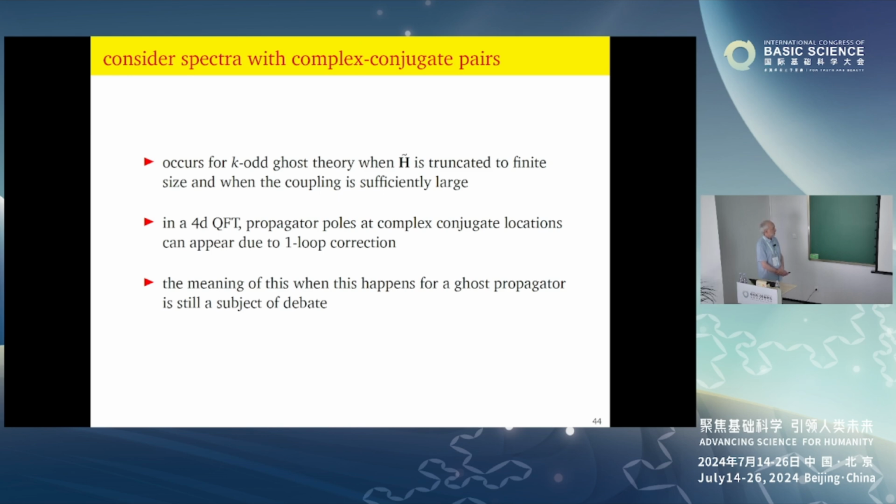And so why are those interesting? Well, in 4D quantum field theory, something similar happens. And there are propagator poles at complex conjugate locations that appear when there's a one-loop correction. And that's well understood in normal quantum field theory, but the meaning of this when it happens for a ghost theory is still a subject of debate. So various authors still do not agree what this means. So I'm just saying it, we have a simple little model now that we have these things in them, and we should just look at those things.